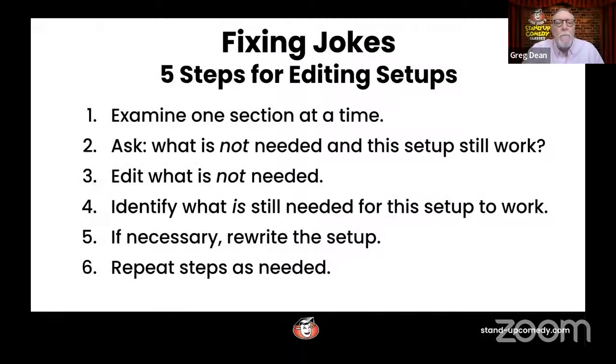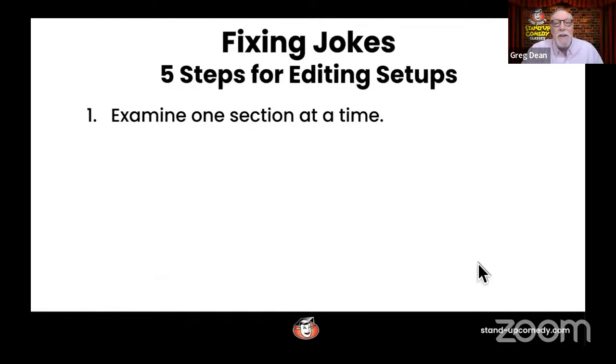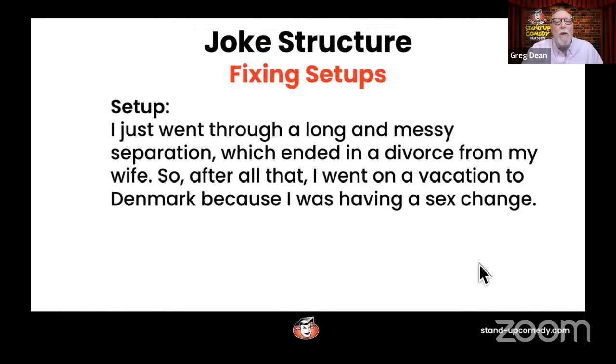So here we're going to go with this a little bit more. Here we go. There are those six steps. The first one is examine a part of it. Here's our setup. We're going to pick a part. We're going to pick the first sentence. This is the whole sentence. It's got two parts. So let's look at this.